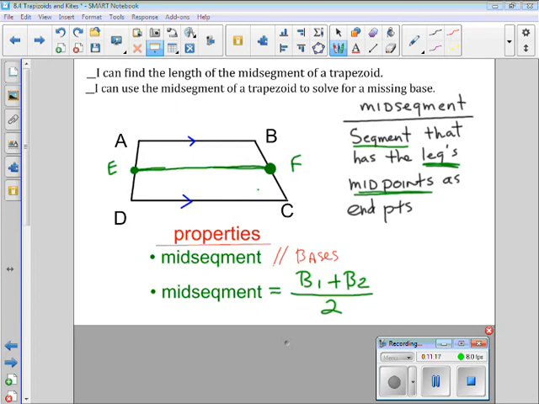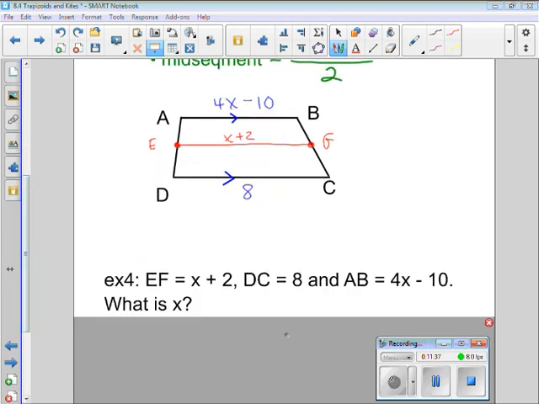With the midsegment being parallel to the bases, what that does is it allows us to know that this angle right here and this angle right here are supplementary, because they're going to now be two angles that are part of a consecutive angle pair, right? Got two parallel lines. So interesting enough, the midsegment becomes parallel.